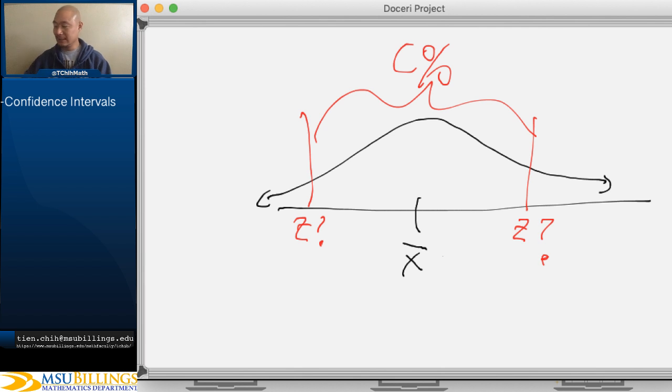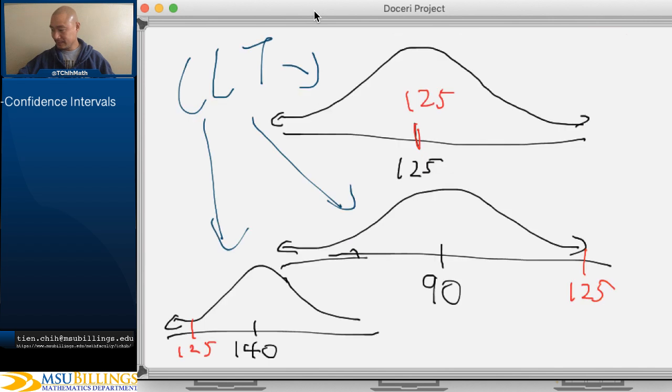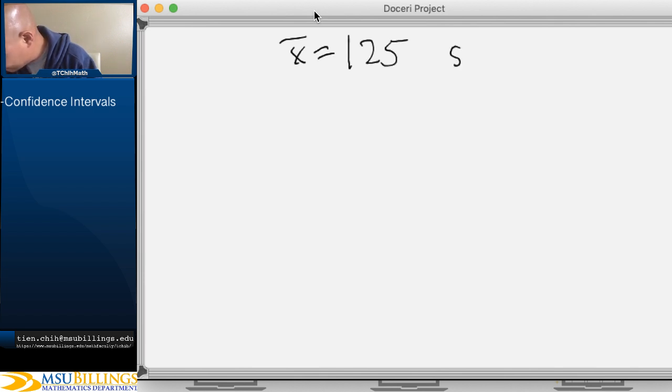And so let's kind of back it up to the example that we've been working with here. So we know that our mean is 125 and our standard deviation is 20. Let's go ahead and recap those things maybe. Let's say we measured an average weight of 125 with standard deviation 20, right? And just for fun, let's go ahead and compute the standard error, which is 20 over the square root of 35.